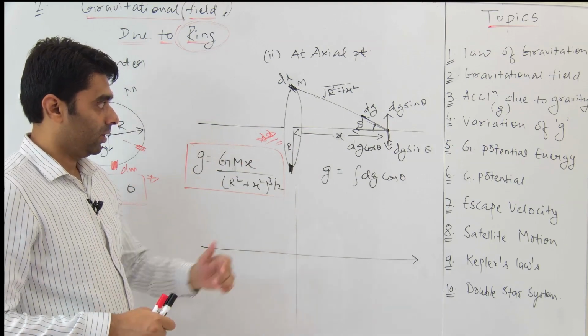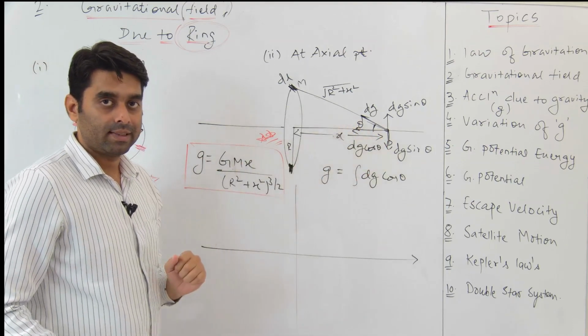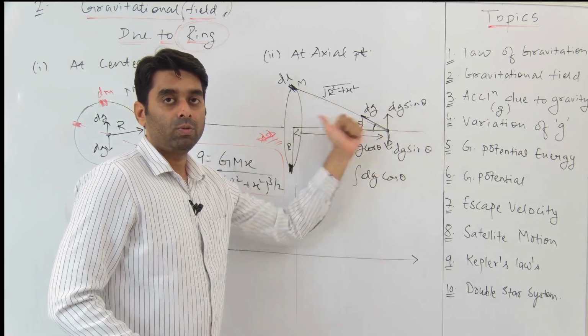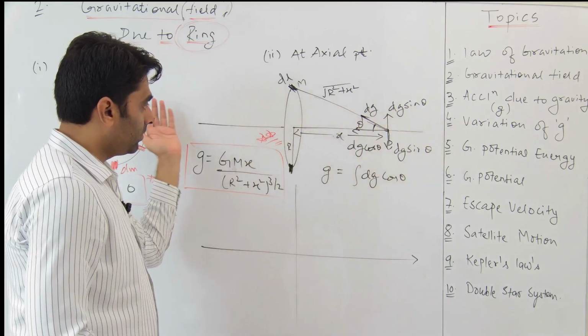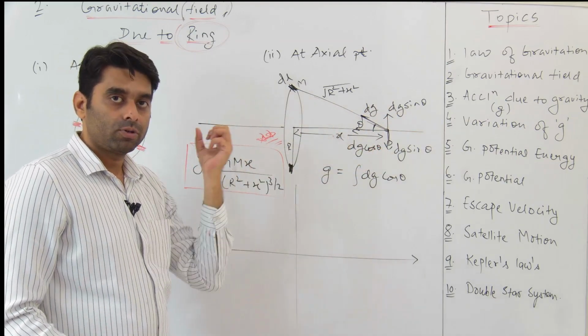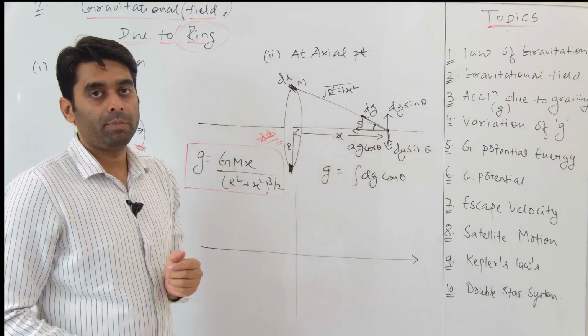Now the gravitational field, obviously, will be towards the center. That means if we consider points which are towards the right, the field will be towards the left. If we consider points which are towards the left, the field will be towards the right. It will be towards the center because it's always towards the mass. The horizontal components will all be towards the center.